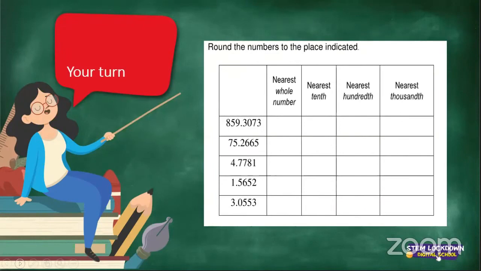You're rounding the numbers to the place indicated. All right, the first place that is indicated is the nearest whole number. So when you are rounding off to the nearest whole number, you must have no decimal after you have rounded off, right? So the second column, nearest tens. Third column, nearest hundreds. Fourth column, nearest thousands.